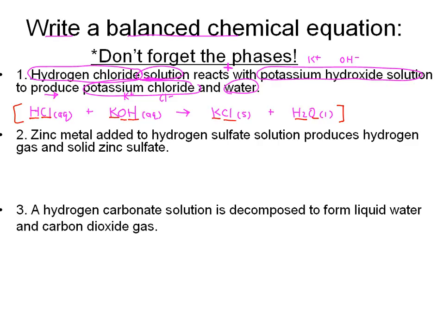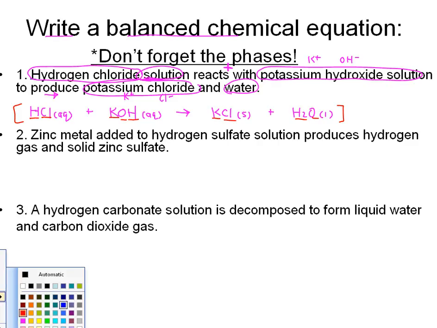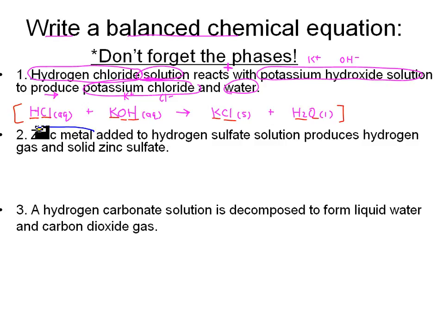Okay. For the second problem here, we're going to do the exact same steps again. We have zinc metal, and it's added to hydrogen sulfate. It's a hydrogen sulfate solution, and it produces hydrogen gas. And we also have solid zinc sulfate. So let's go through and add that in.